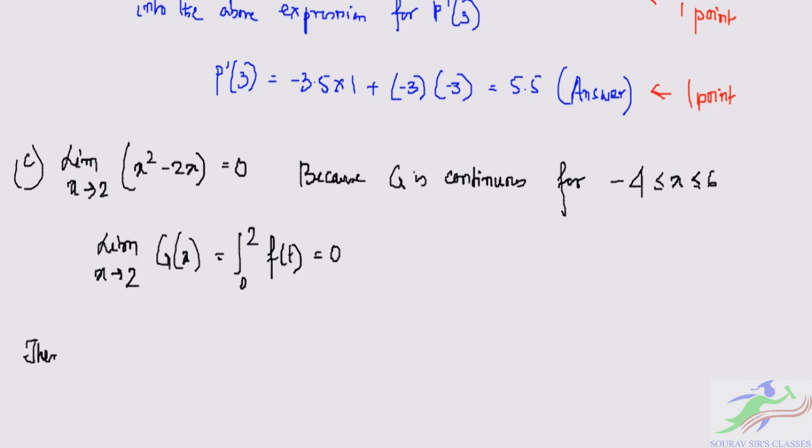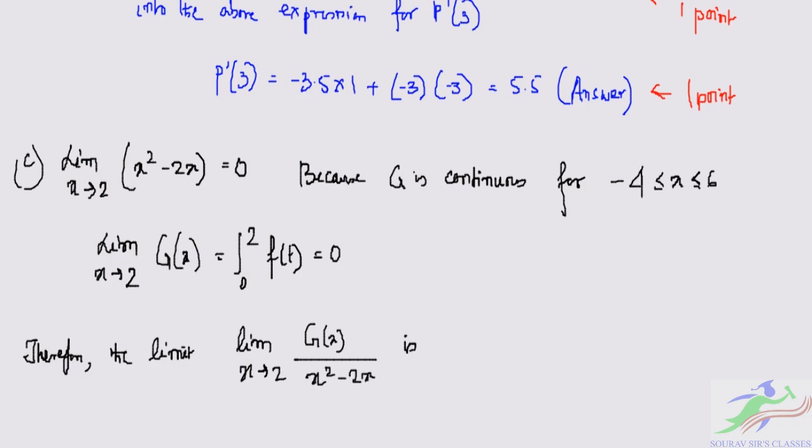So therefore the limit, that is the limit as x tends to 2 of g(x) divided by x squared minus 2x, is an indeterminate form of type 0 by 0. So that is the usage of L'Hospital's rule.